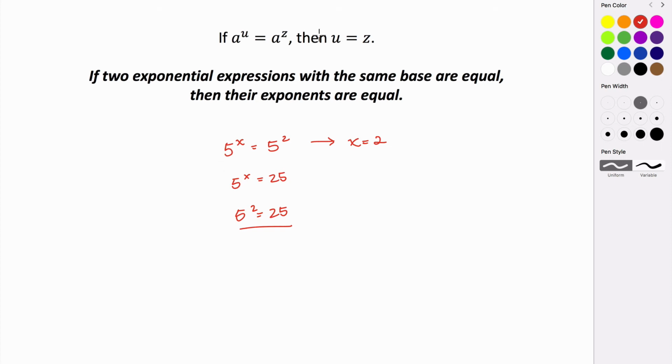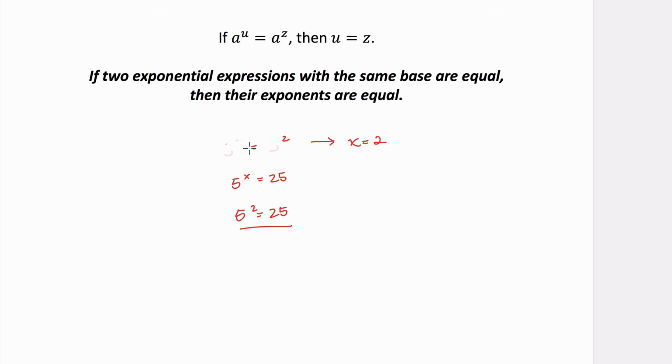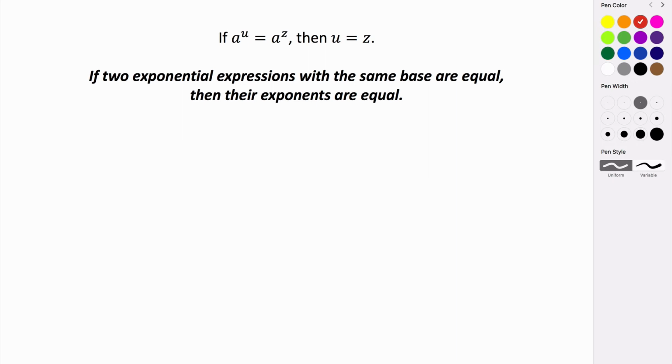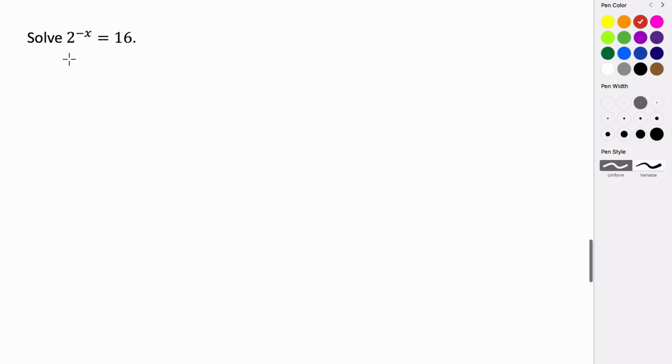So we want to apply this idea in a slightly more rigorous problem, so let's take a look at an example. We want to solve 2 to the negative x equals 16.